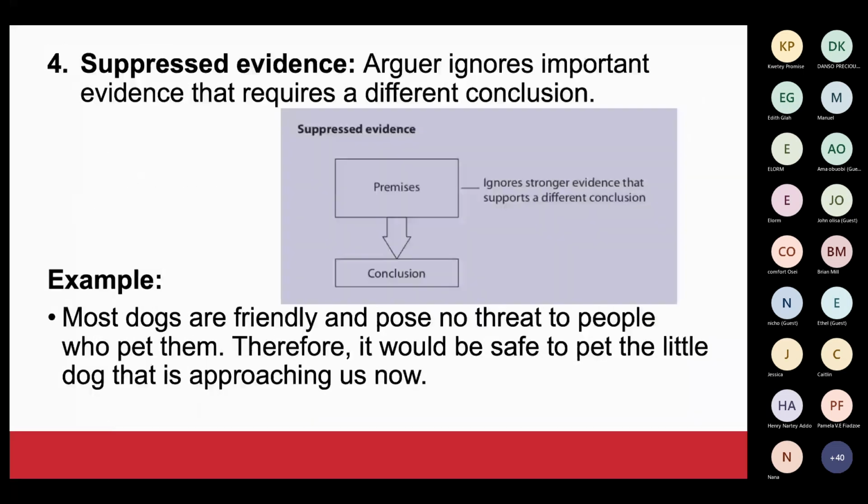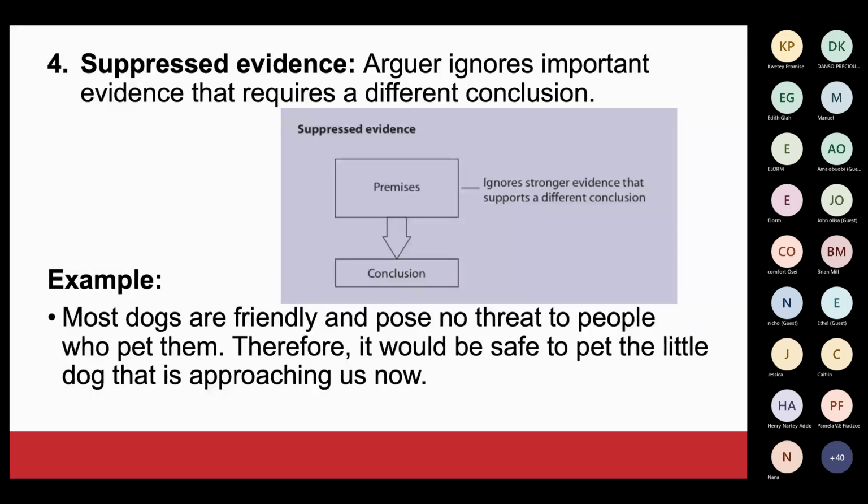All right. Then the last one I will treat here is suppressed evidence. The arguer ignores important evidence that requires a different conclusion. Okay. Then he poses a conclusion. So he ignores stronger evidence. You are giving us a conclusion, and there's a stronger evidence, and he ignores that stronger evidence because he or she wants to give us a different conclusion. So for example, most dogs are friendly and pose no threats to people who pet them. Therefore, it will be safe to pet the little dog that is approaching us now.